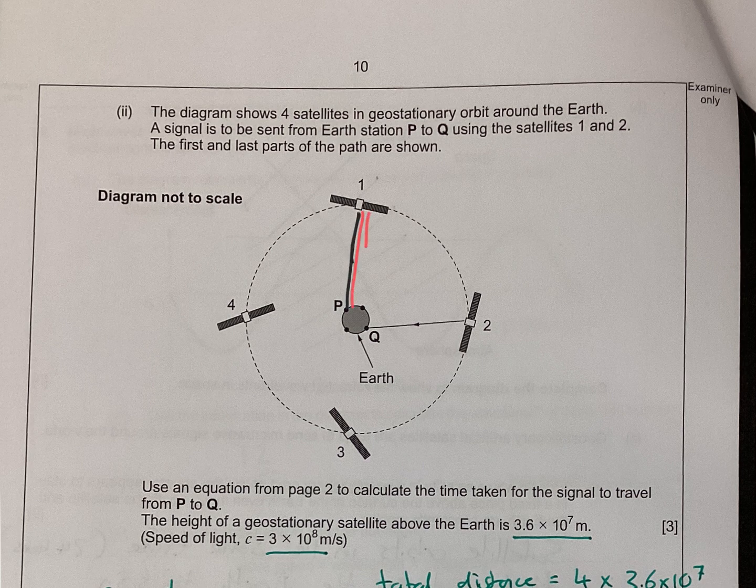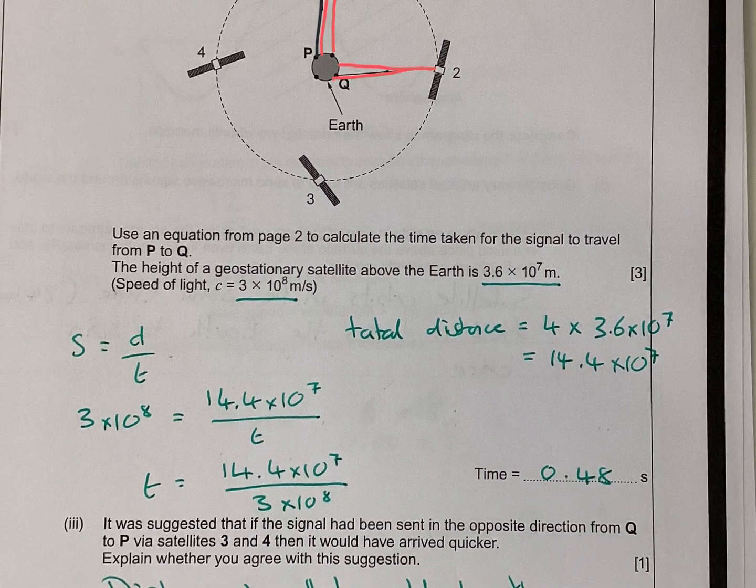It's going up, and then it's coming back down to that little station, and then it's going to go up from that station up to that satellite, and then back down. So it's actually, sorry, let me draw that again. It's actually going 4 times up and down. Because it's going 4 times and it's got a distance of 3.6 above the Earth, we need to times that by 4 to give us that distance.